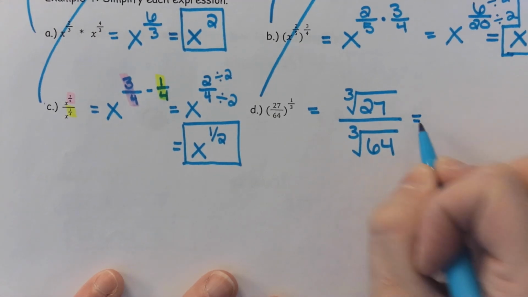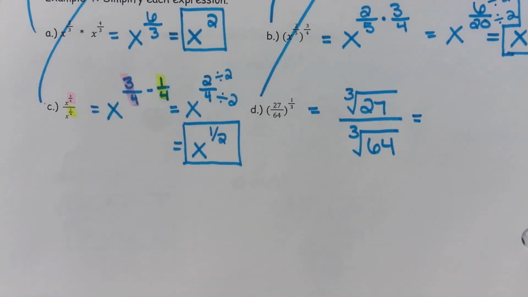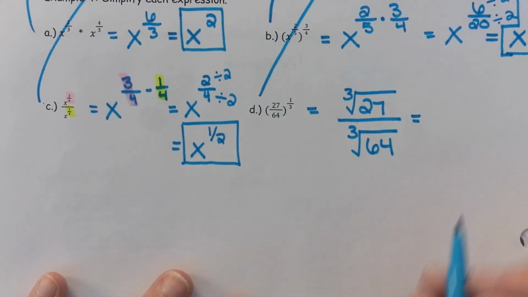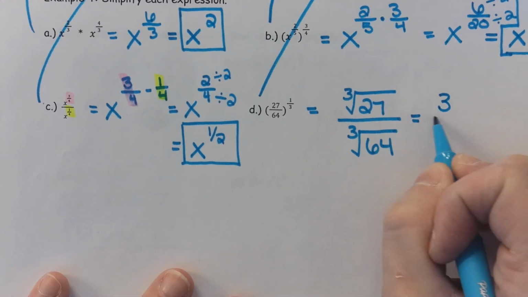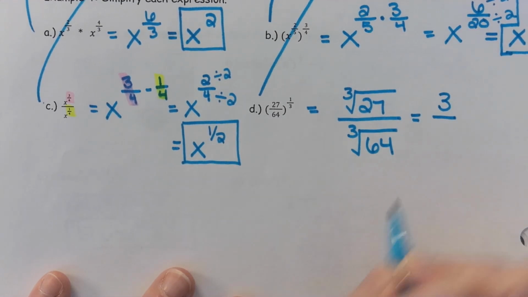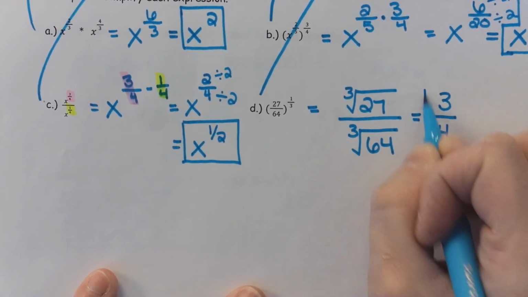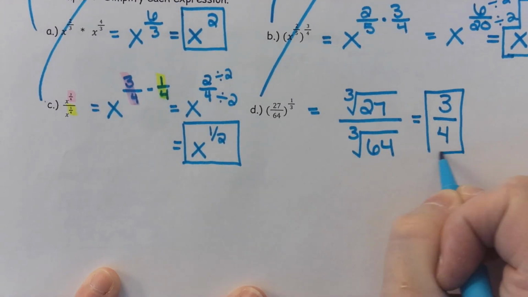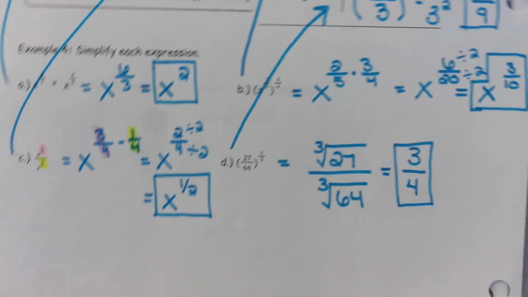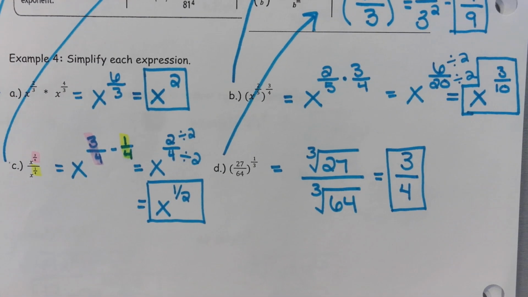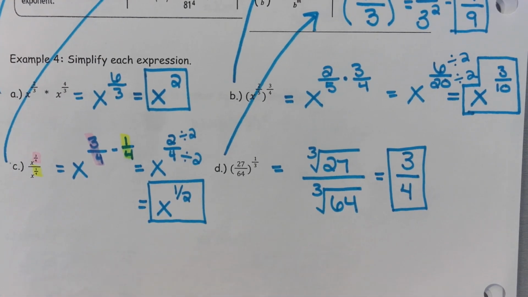Okay, so we can either go back in our notes or use our calculator. Do you remember what the cube root of 27 is? 3. And how about the cube root of 64? 8. No. Ooh, that would be 4. So 3/4 would be my final answer here. So these would be all of my answers for this section.